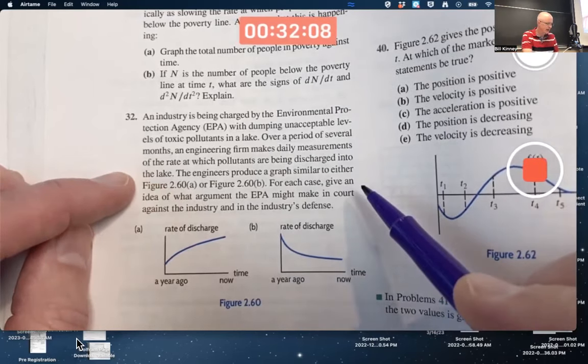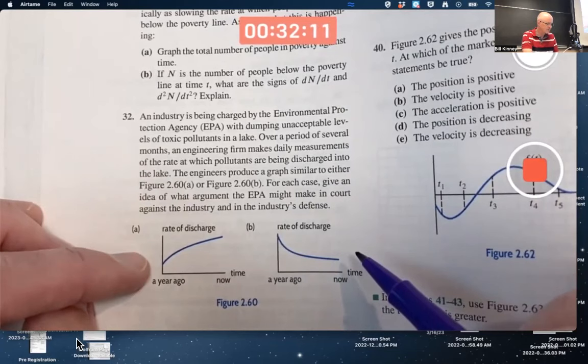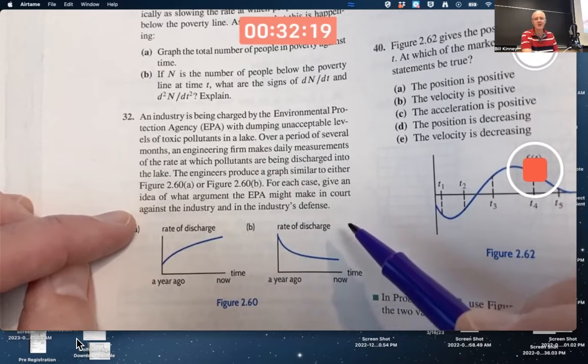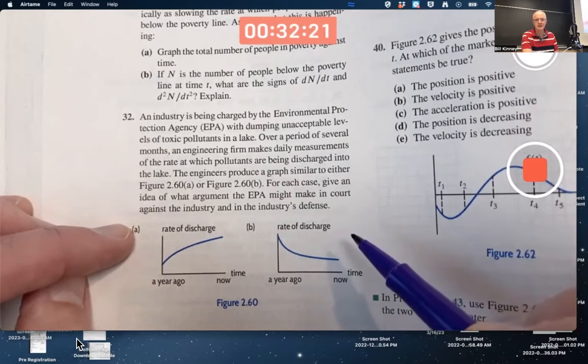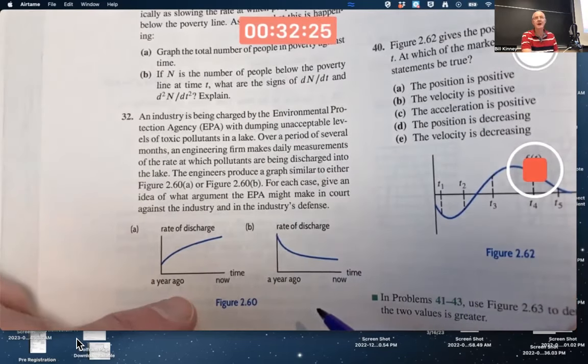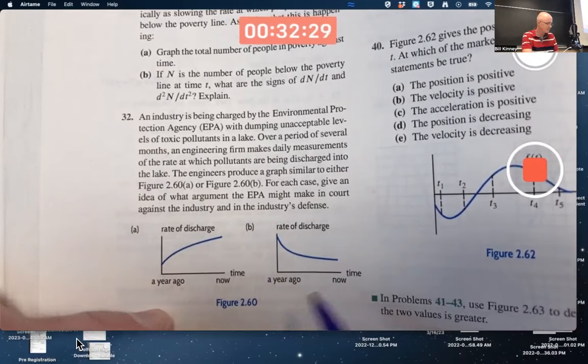The engineers produced graphs similar to one of these two figures. I guess they're saying both of these are possibilities. For each case, give an idea of what argument the EPA might make in court against the industry and in the industry's defense. So these are just two different scenarios. Take them one at a time.